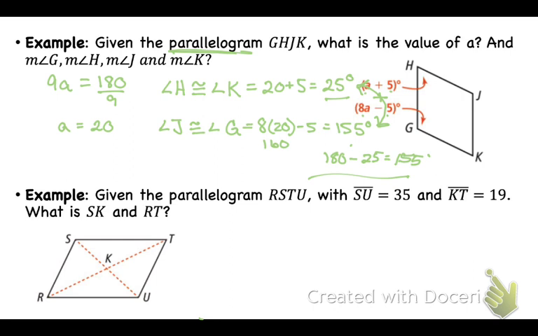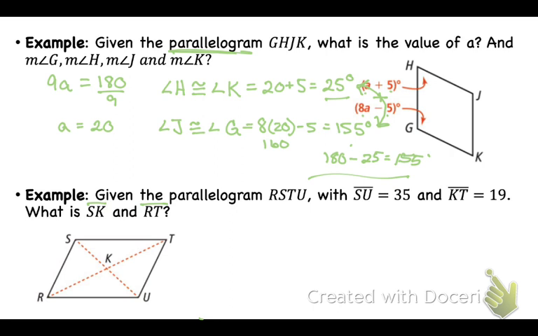Given the parallelogram RSTU, SU is 35, KT is 19. What is SK and what is RT? So what should I do? And there's a lot of lines missing, aren't there? What should I do with 35 and 19? Divide them by 2. What should I write on my picture?